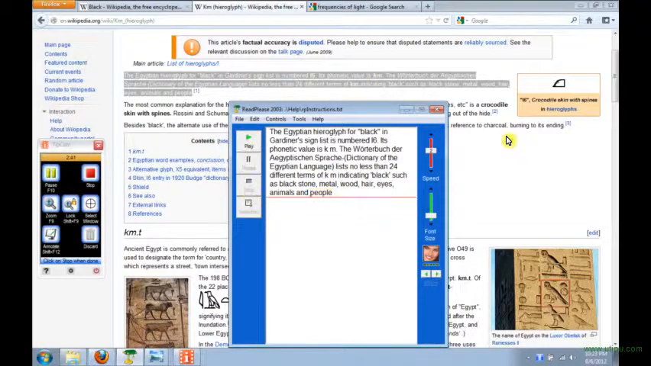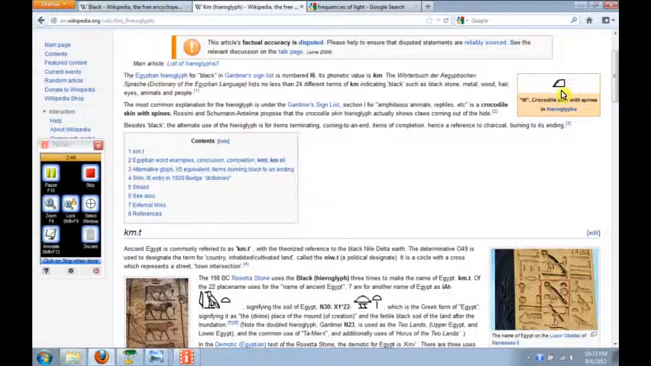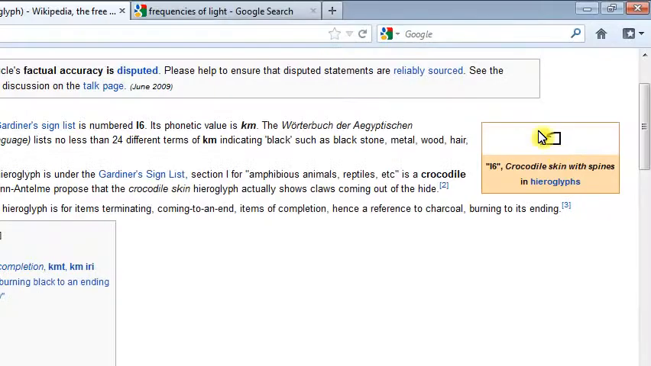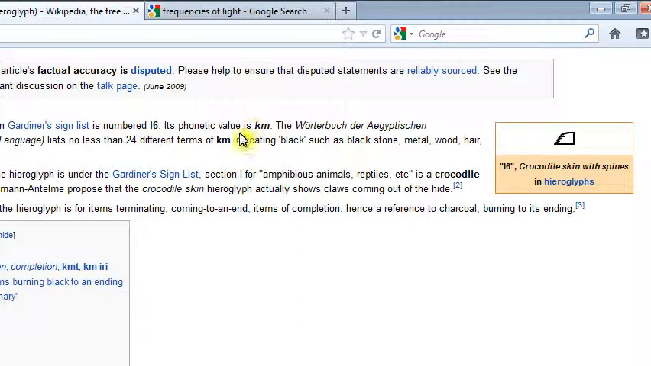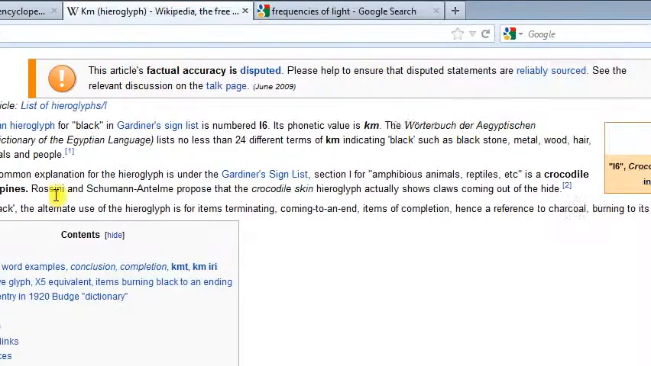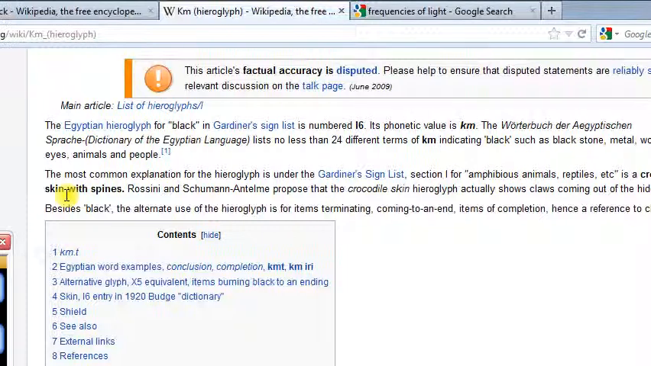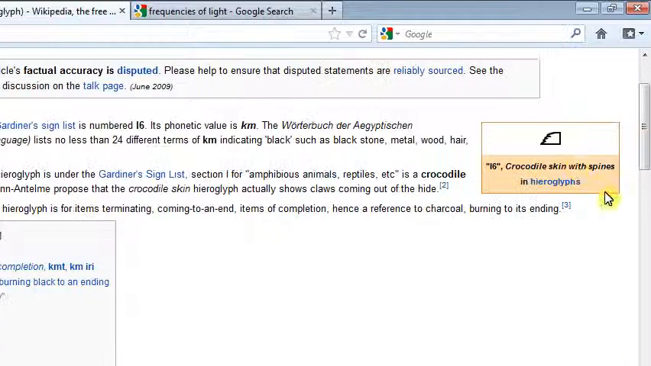Then they show a picture of it over here, which is the KM symbol, I6. The symbol for KM is black right there. And we see again, this is the wavery lines. This is the symbol that we're analyzing right now. They say that a lot of people believe it may be a picture of some crocodile skin with spines coming out of it. That's what they think.